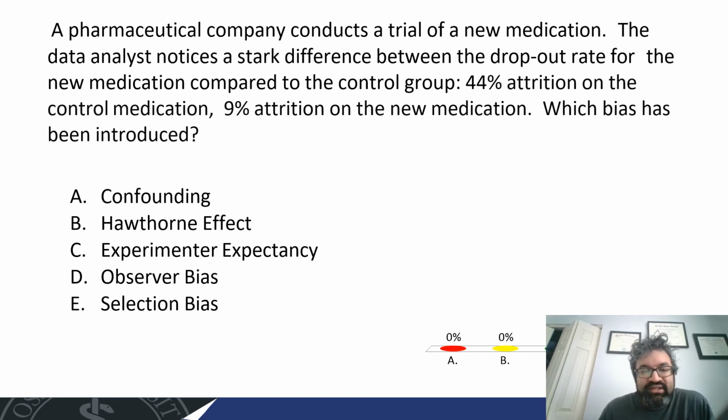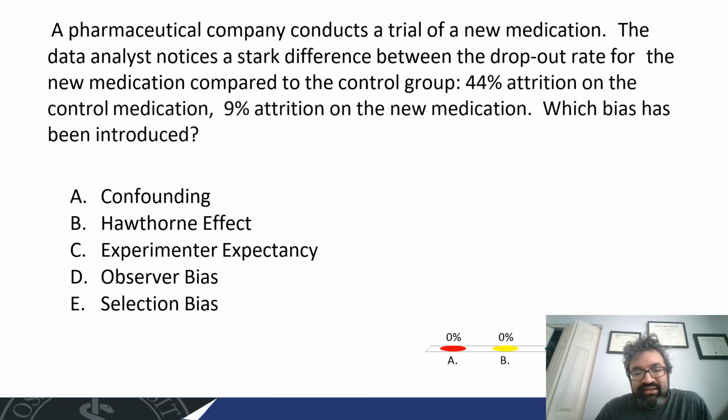44% attrition on the control medication, 9% attrition on the new medication. Which bias has been introduced? Now, before we go to which bias, do you remember the subcategory? This is when you have a high attrition rate, this actually introduces something. If you answered selection bias, then you were correct.